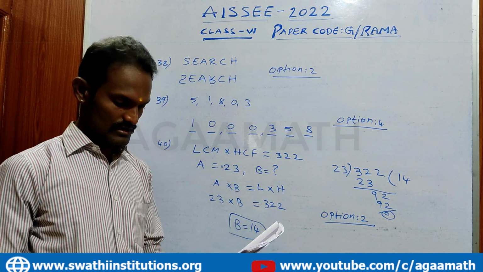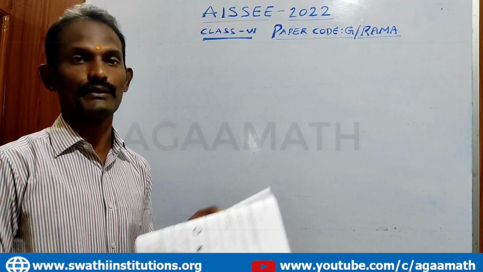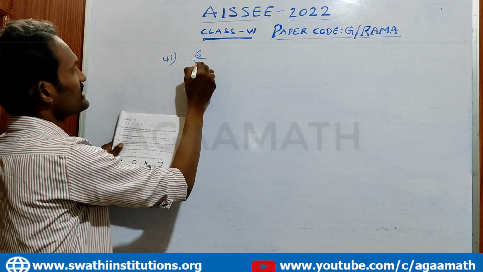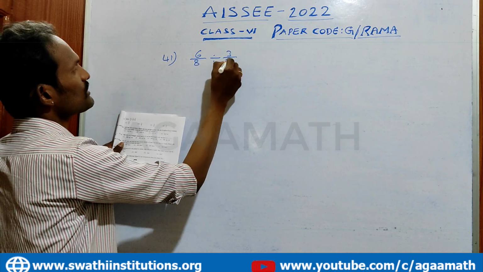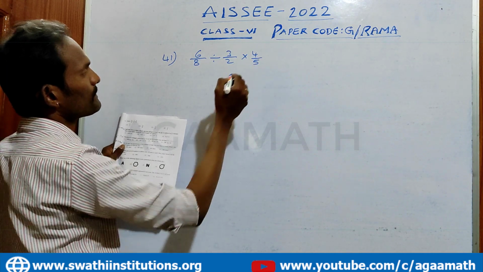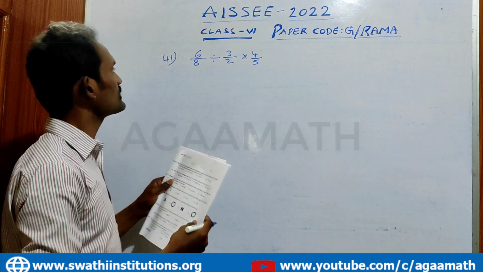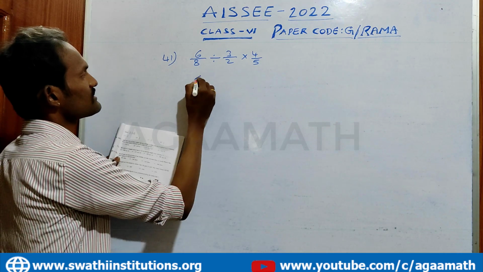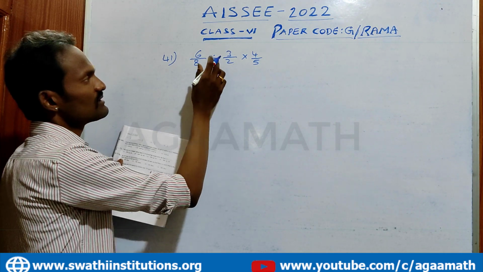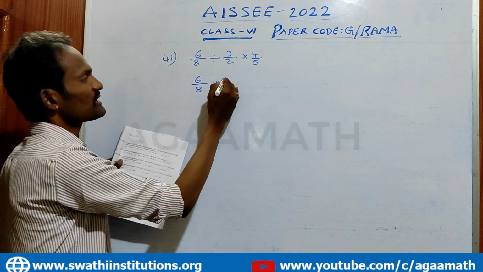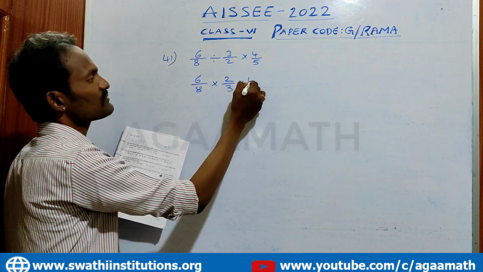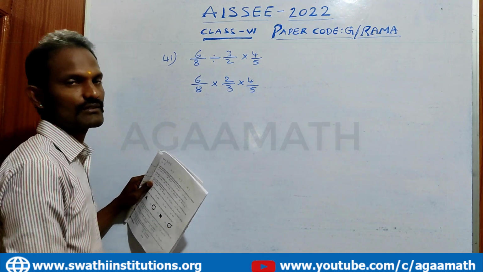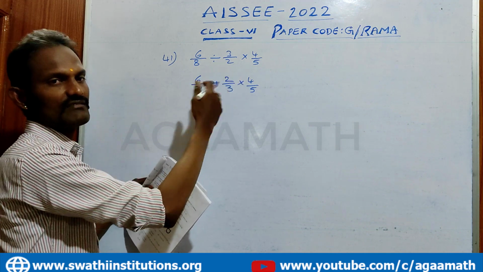Now let us have a few more questions. Now, question number 41. Solve 6/8 divided by 3/2 times 4/5. Okay, now let us see how to solve. We know the BODMAS rule, according to that, 6/8 times, the reciprocal, 3/2 becomes 2/3, times 4/5.